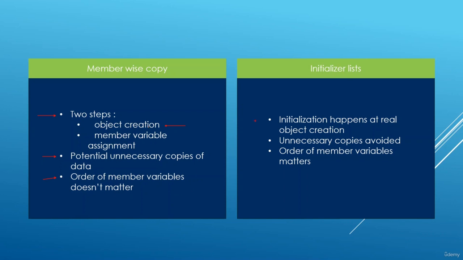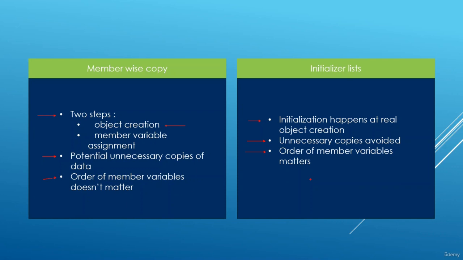With initializer list, initialization is going to happen at real object creation. Your object is going to be created with the data that is specified in the parameters. So no need to do any copy in the body of the constructor, and this is a good thing. With initializer list, we're not going to be doing any copy in the body of the function, and the order of member variables matters. So you will have to initialize your member variables in the order in which they were declared in your class definition. And we're going to see this in a minute when we hit Visual Studio Code.